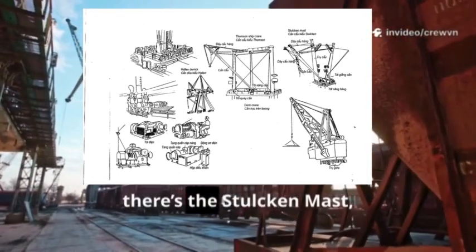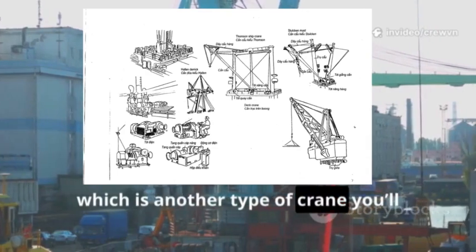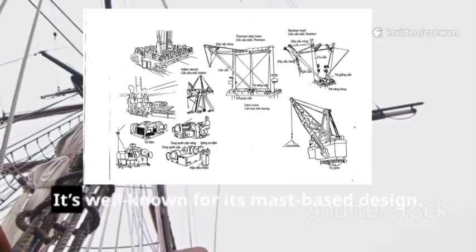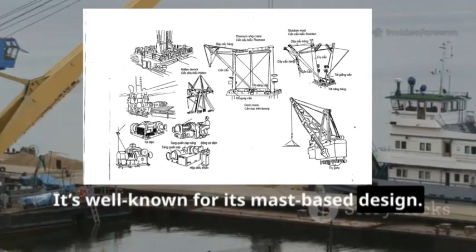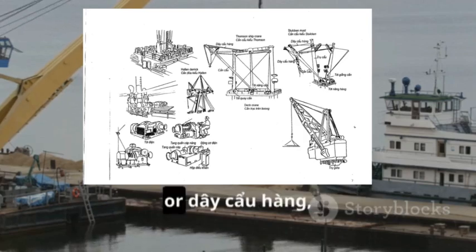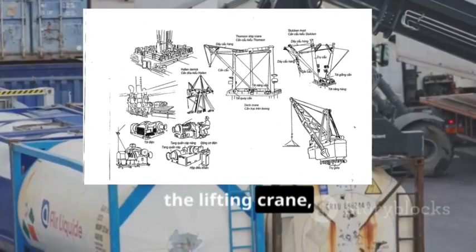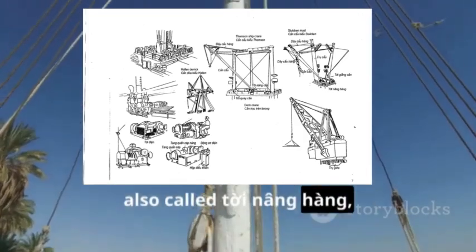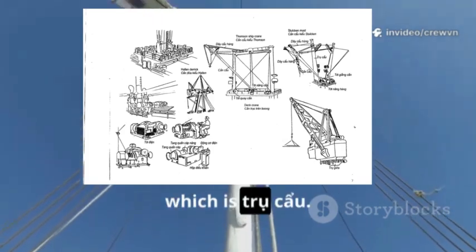And finally, there's the Stulken mast, which is another type of crane you'll commonly find on ships. It's well known for its mast-based design. The main parts include cargo ropes, or dai cow hang, the lifting crane, also called toi nang hang, and of course the mast base, which is true cow.